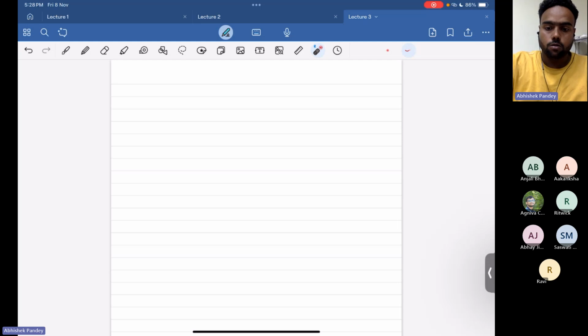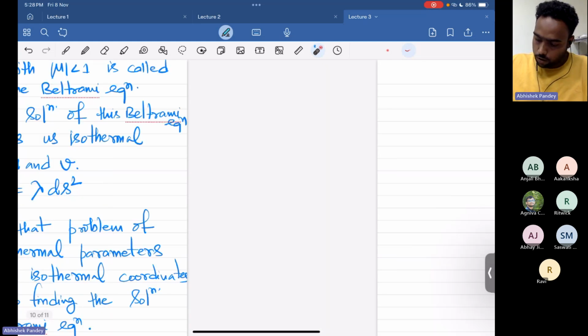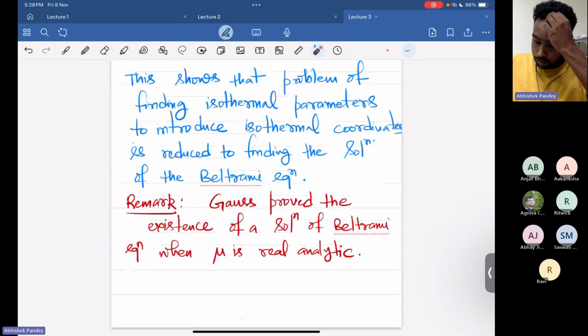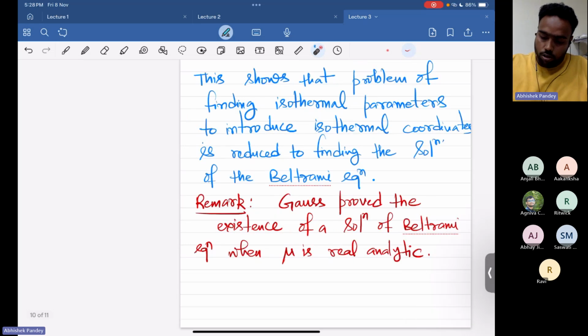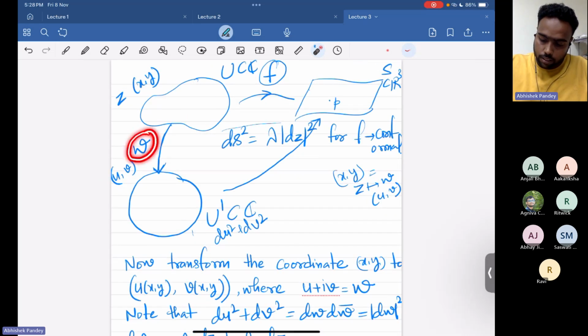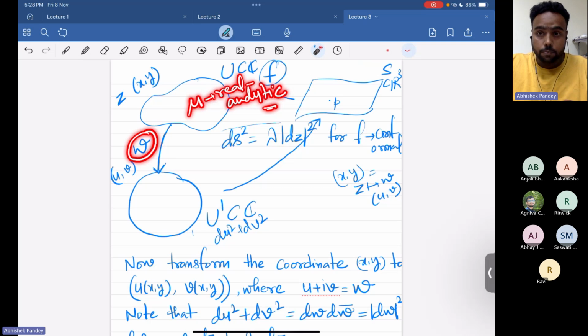Okay, so Gauss proved it for this Beltrami equation when mu is real analytic. So people who are familiar with quasi-conformal mappings, this means Gauss proved that this W exists if whatever mu we are getting here is real analytic. This is nothing but quasi-conformal; this is a solution of a Beltrami equation.